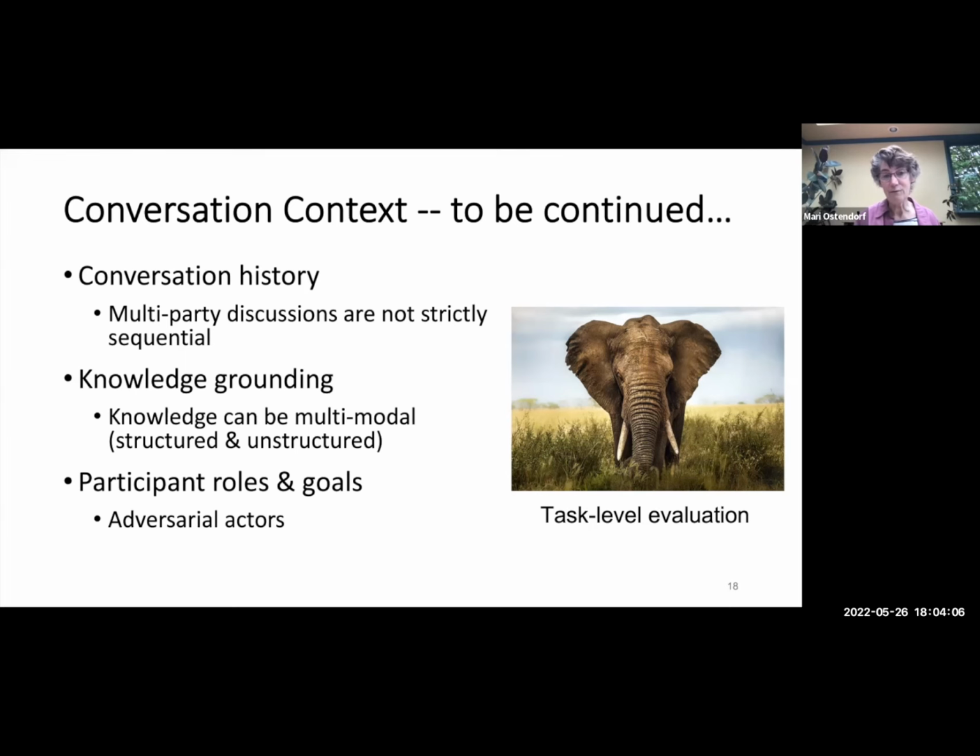And lastly, once you start with a lot of the things that we think about doing, the participants are cooperative in trying to solve problems, but you could have adversarial actors. And of course, finally, the elephant in the room is test level evaluation.